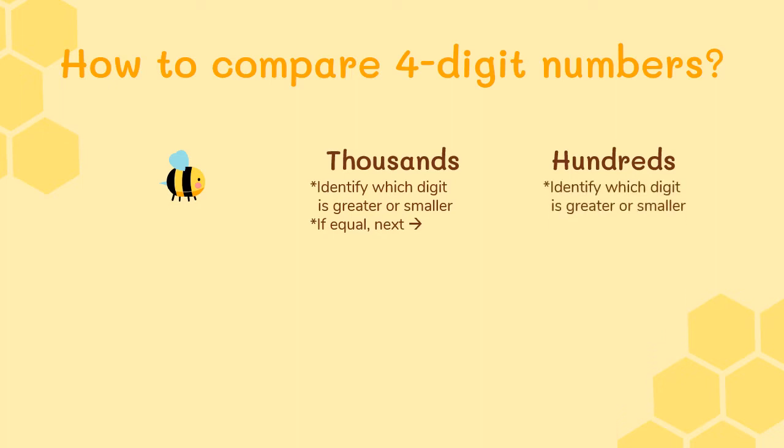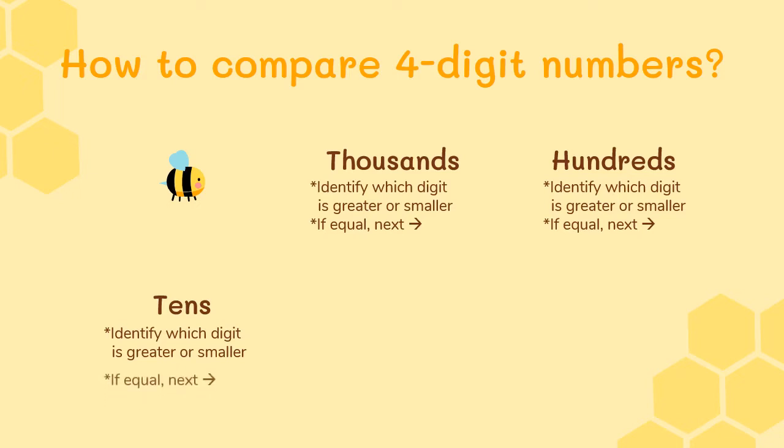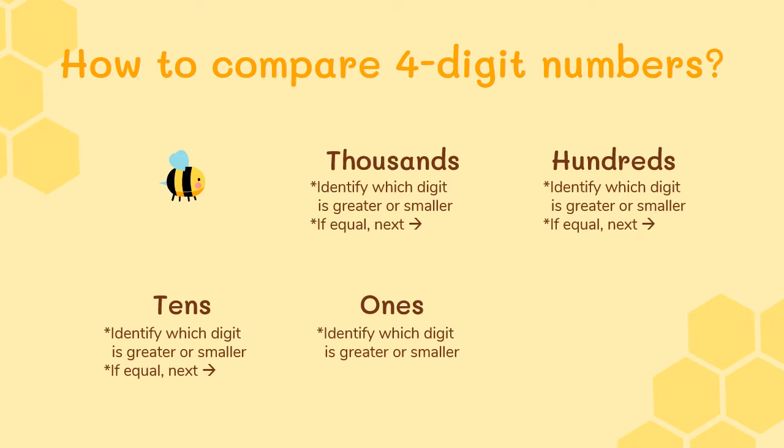If equal, next, we compare the tens place. Identify again which digit is greater or smaller. If equal, next, the last, we compare the ones. Identify which digit is greater or smaller. How about if equal? So the numbers are equal. Finish.